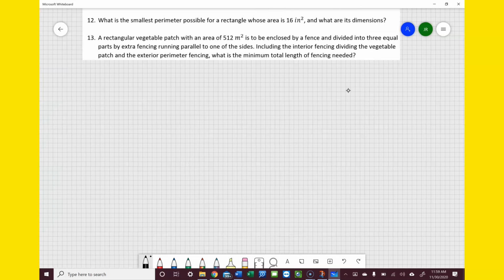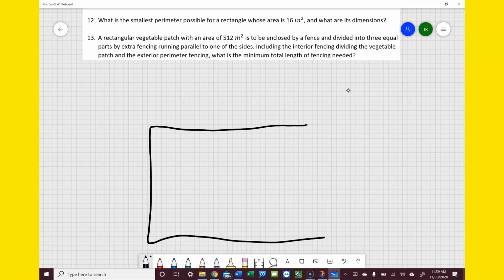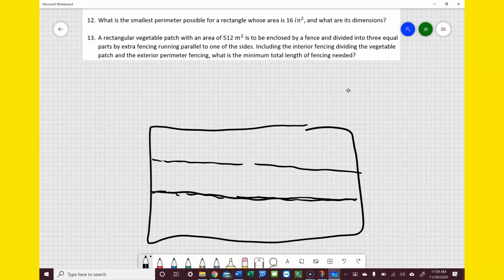And finally, number 13, a rectangular vegetable patch. I think it's going to be similar to 12. With an area of 512 meters squared, it is to be enclosed by a fence and divided into 3 equal parts by extra fencing running parallel to one of the sides. So I've got this extra fencing dividing this thing into 3 equal parts.